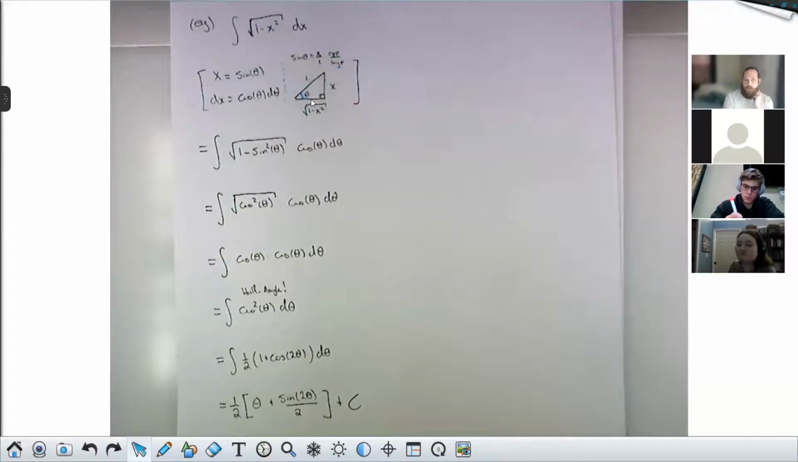The angle in my triangle here is not 2 theta, it's theta. So from this triangle, I can tell you what the sine of theta is, what the cosine of theta is, what the tangent or secant or cotangent or cosecant of theta are. But I cannot tell you what the sine of 2 theta is, because the angle in here is theta, not 2 theta.